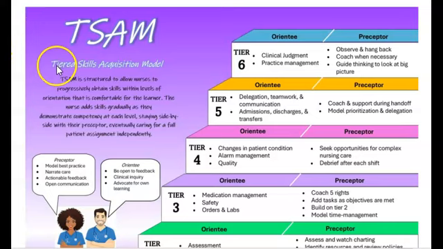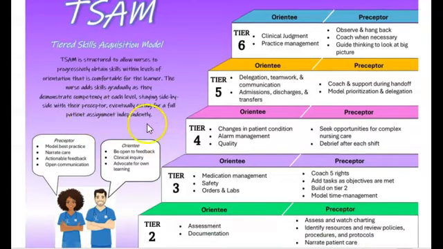So what is the Tiered Skills Acquisition Model, or TSAM for short? It's a structured orientation model in which the orientee and the preceptor will work closely together to care for the entire patient assignment. The orientee will gradually increase skills performed from simple to complex based on their current level or tier. As we go through this training, you will hear me use those terms, level or tier, interchangeably.